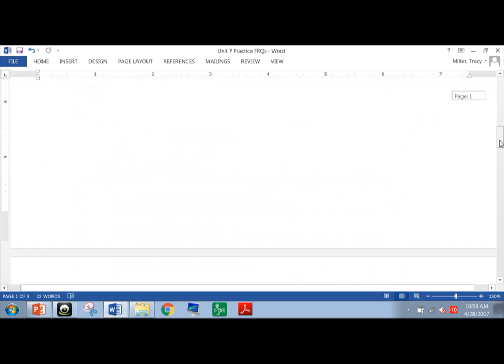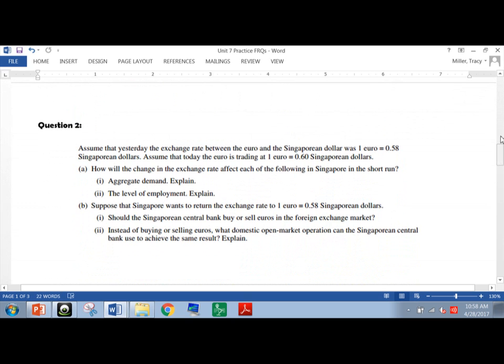And then if you scroll down to the second page, you'll see question 2. So this question says, assume that yesterday the exchange rate between the euro and the Singaporean dollar was 1 euro equals 58 Singaporean dollars. I'm just going to call that cents, if that's okay. Assume that today the euro is trading at 1 euro equals 60 Singaporean dollars, or 60 cents.